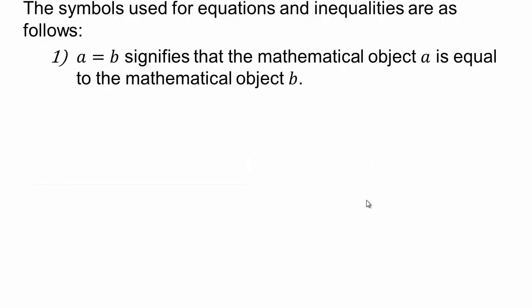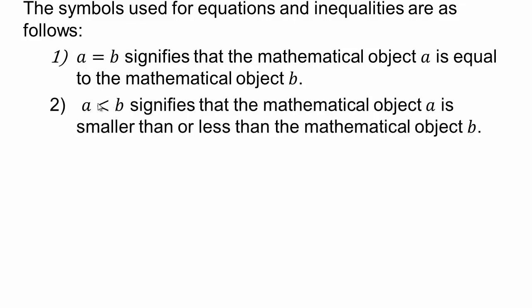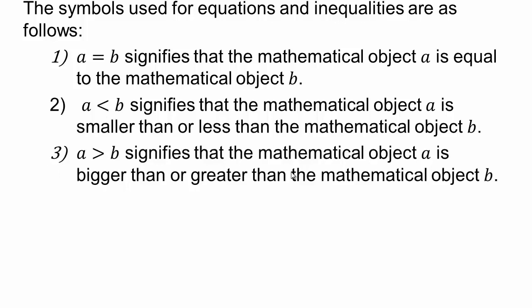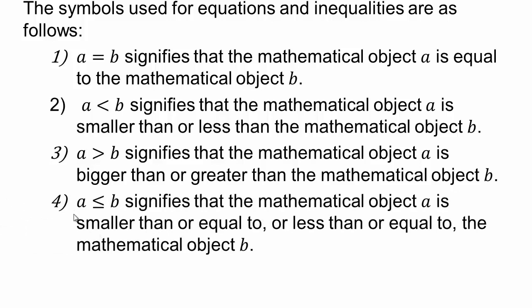So the symbols used for equations and inequalities are as follows. We say A is equal to B. That means that this object is equaling this object. If we use this symbol, that means A is smaller than B. Always remember that this opening, you can think of it as a mouth. The mouth always opens to a bigger quantity. So A is smaller than B, or B is bigger than A. That's how you can read that. This would be A is bigger than B, or B is smaller than A. A is less than or equal to B. So we're saying A can be smaller than B, or it can be equal to B.